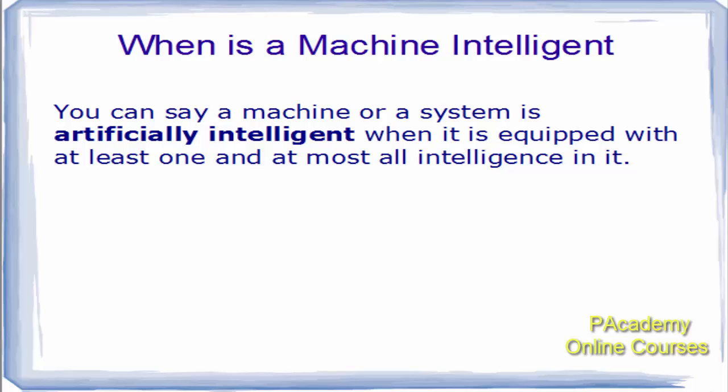So when all the previously mentioned intelligences are possessed, you can say that a strong artificially intelligent machine is possessed. A machine which is a perfect clone of a human being is built. But even if a machine possesses one of the intelligences, it is sufficiently said to be artificially intelligent.